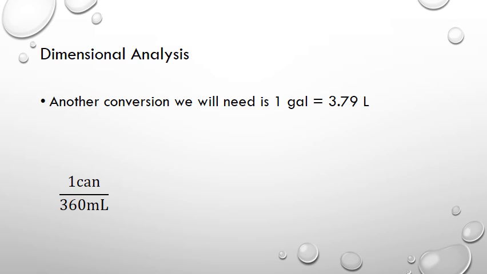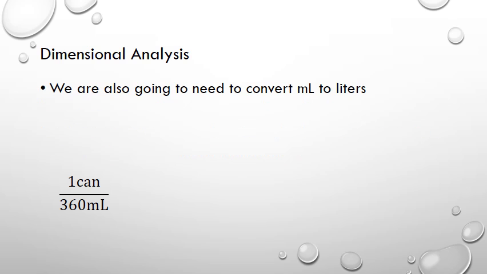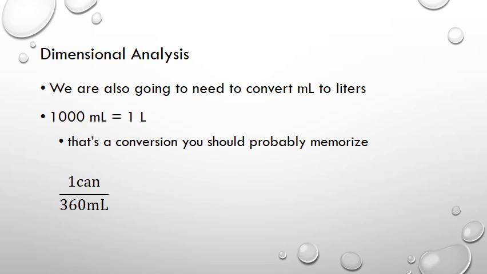Another conversion we'll need: 1 gallon equals 3.79 liters. Now you could have looked this up. Remember, if this were an assessment problem, this conversion would be given. Don't worry about memorizing it. How are we going to apply it? Before we apply it, we want to convert milliliters to liters. 1,000 milliliters equals 1 liter. That's a conversion you should probably memorize. So we take those two conversion factors and we apply them like this.